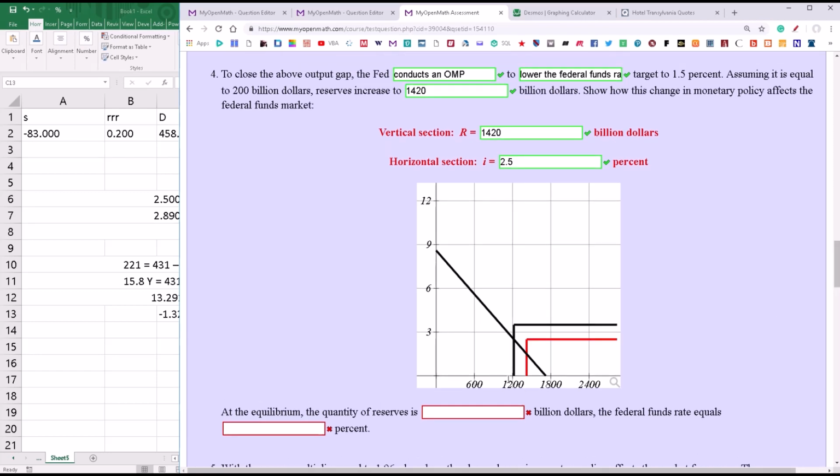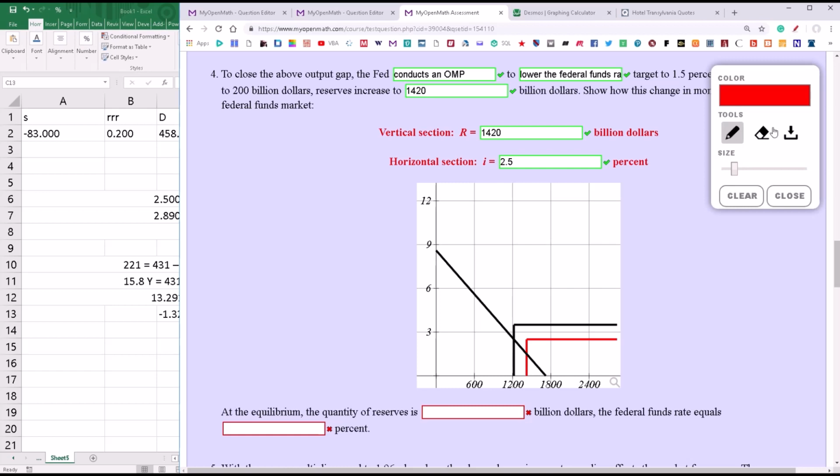So originally we're at $1,220 billion. Now reserve supply is at $1,420 billion. The discount rate was lowered from 3.5 down to 2.5 because the target was reduced from 2.5 down to 1.5. So if we want to label this, this would be the new supply curve of reserves. The new equilibrium would be down here. Target equilibrium would be down there.